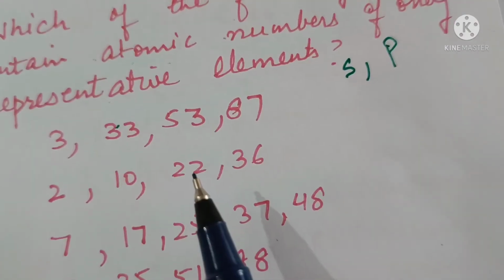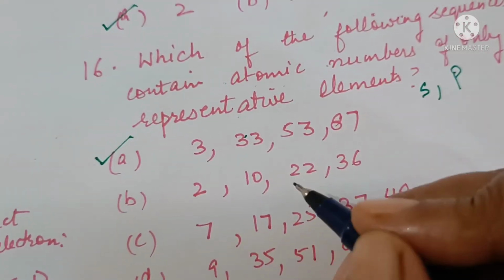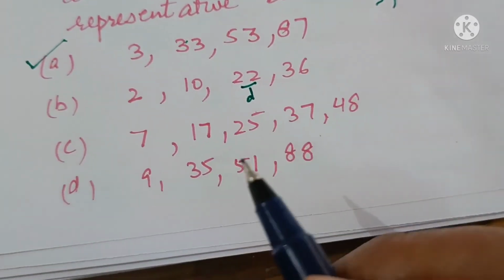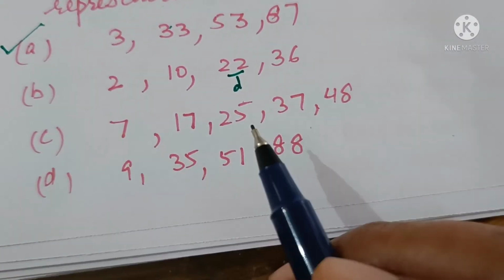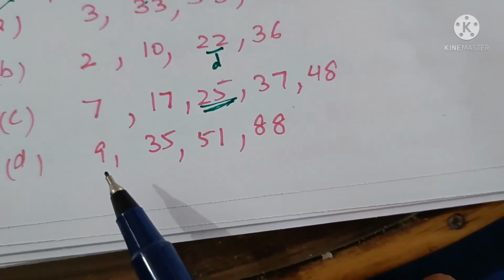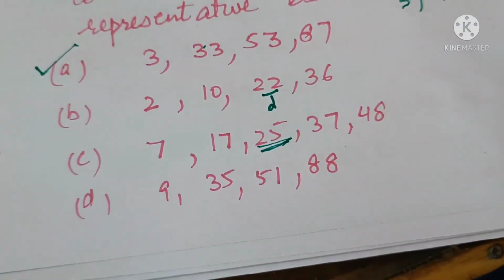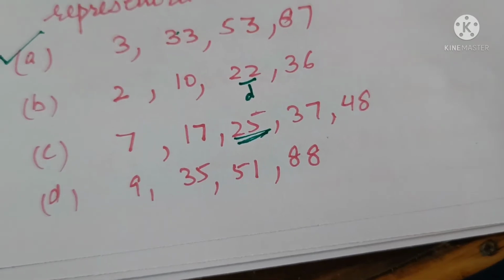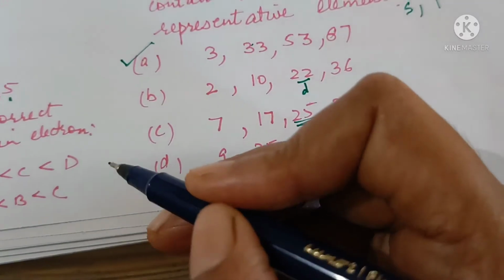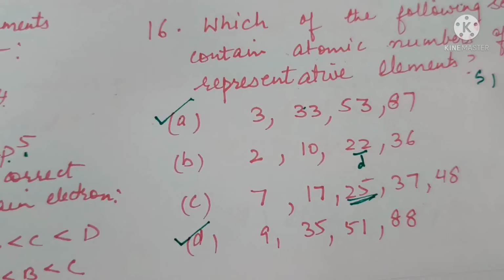Option A: 22 is a D block element. This is a D block element, so it does not belong to representative elements. Then option C: 25 is D block, manganese. So 9 is P block, 35 is P block, 51 is P block, and 88 is again P block. So option D also contains representative elements.